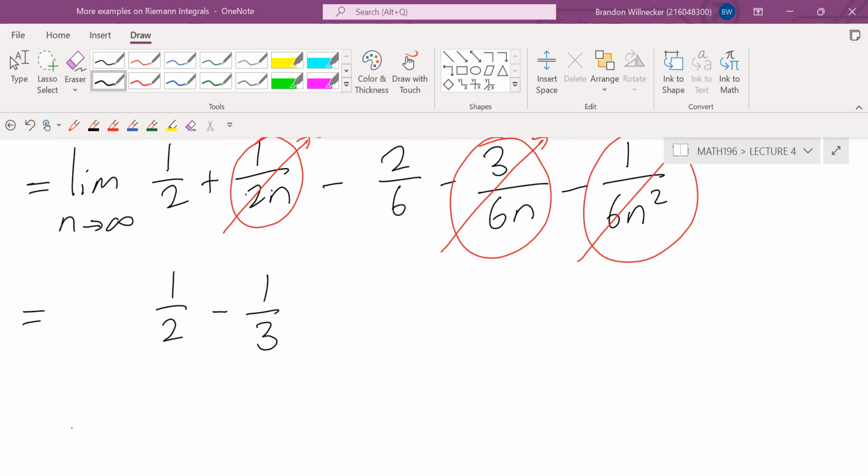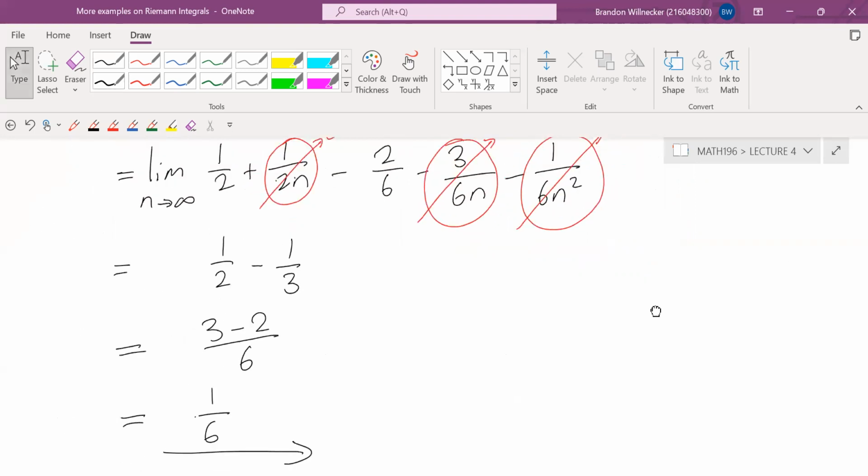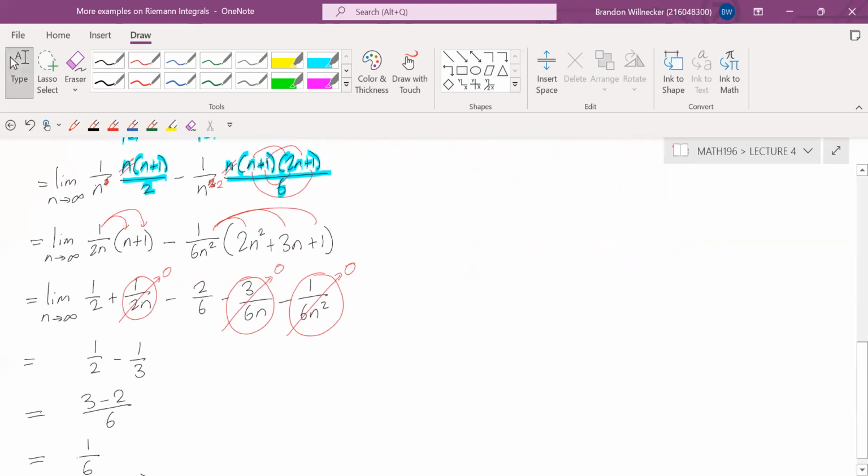Okay, let's find a common denominator. So that's going to be 6. So we're going to have 3 minus 2 over 6. So that's going to be 1 over 6. And then that's our final answer. Let me try to zoom out here. You can see more here.